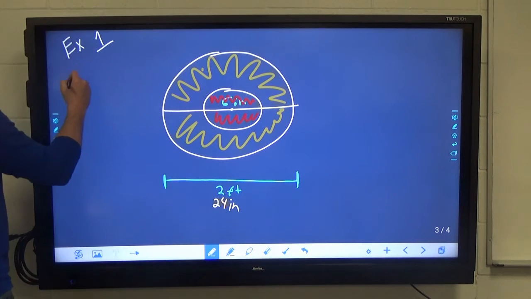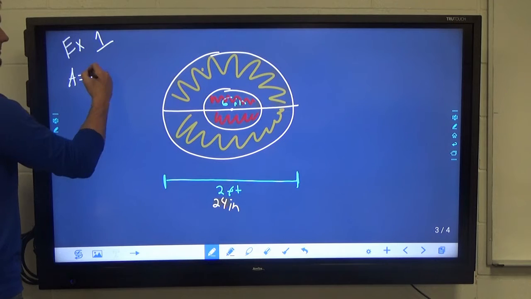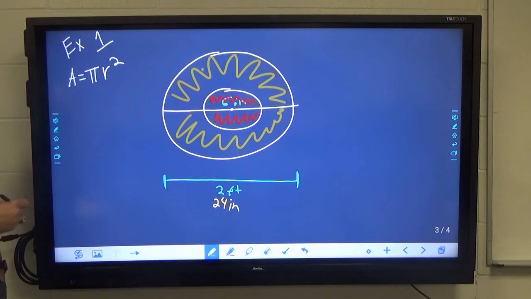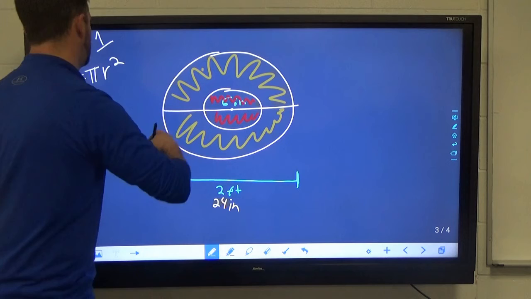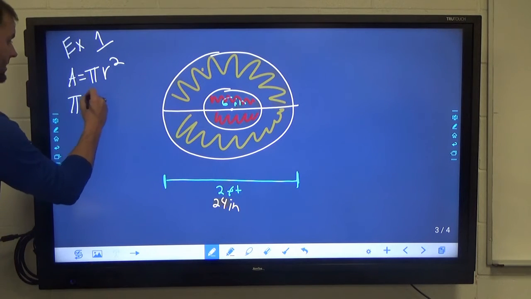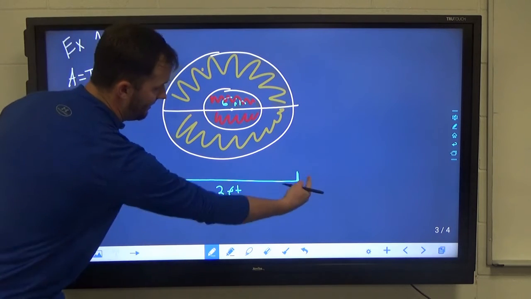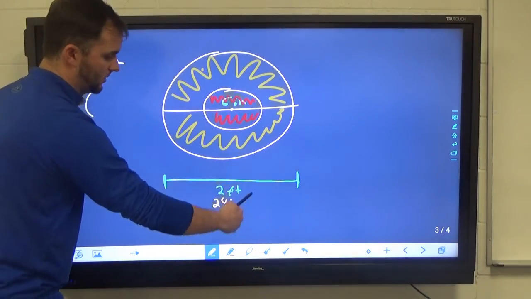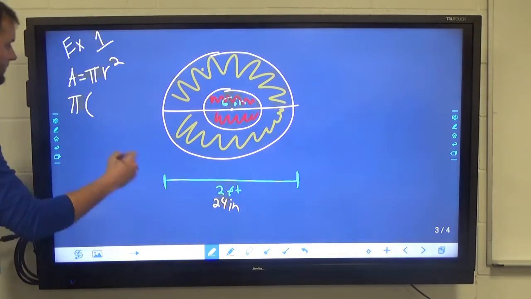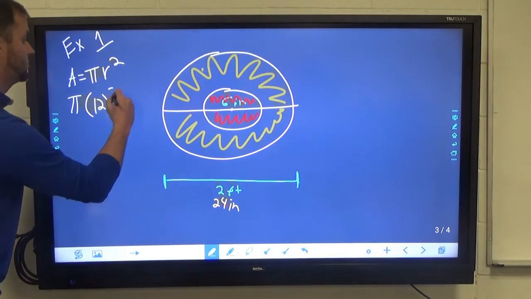So I know the area of a circle is going to be pi r squared. So that means I need to find the radius. So to find the area of the big circle, I'm going to do pi times, if I look, the whole diameter is 24 inches. So I know the radius is half of that. So half of 24 is going to be 12. So I'm going to put 12 in there, squared.